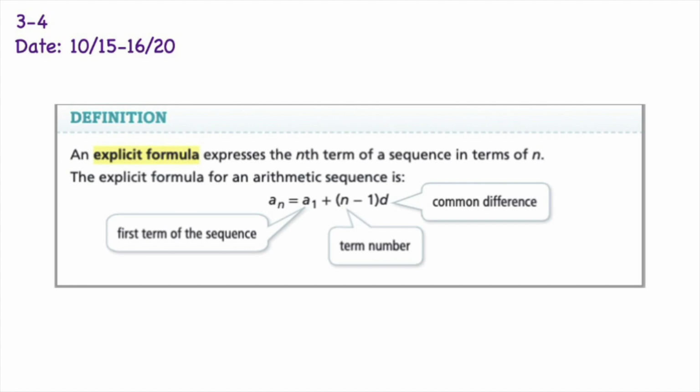So remember, recursive used the previous number to find the next. Explicit we used when we want to find a term within the sequence that's way far away, so like the 100th term or the 50th term or so on.